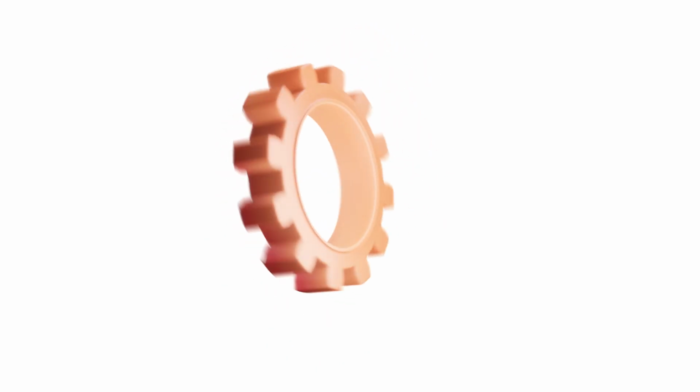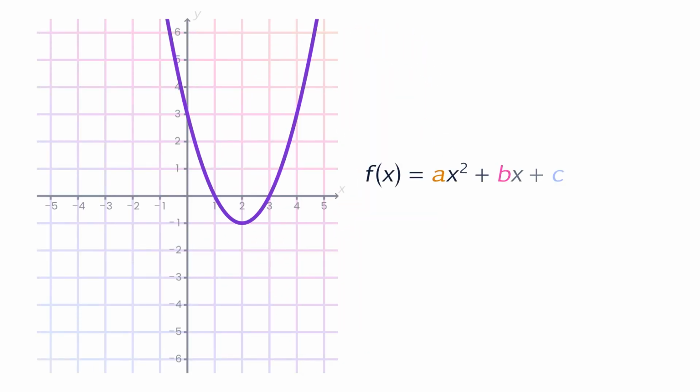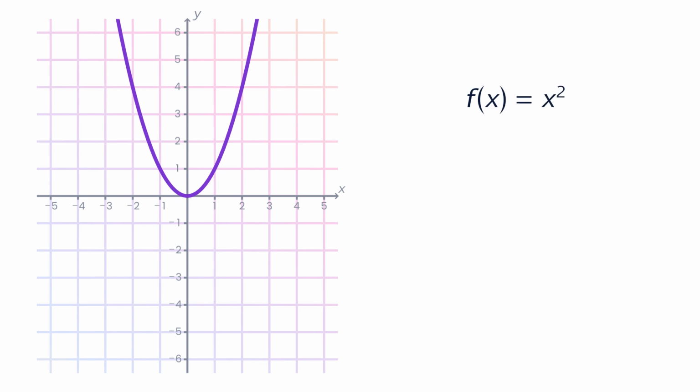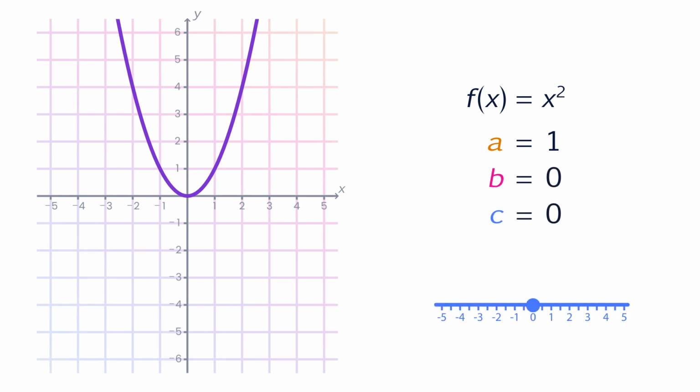Recall that the y-intercept of any function is where the graph intersects the y-axis. This is where x is equal to 0. Let's start off by looking at the simplest quadratic function, f of x equals x squared. Here, a equals 1, while b and c equal 0. This slider shows the current value of c.